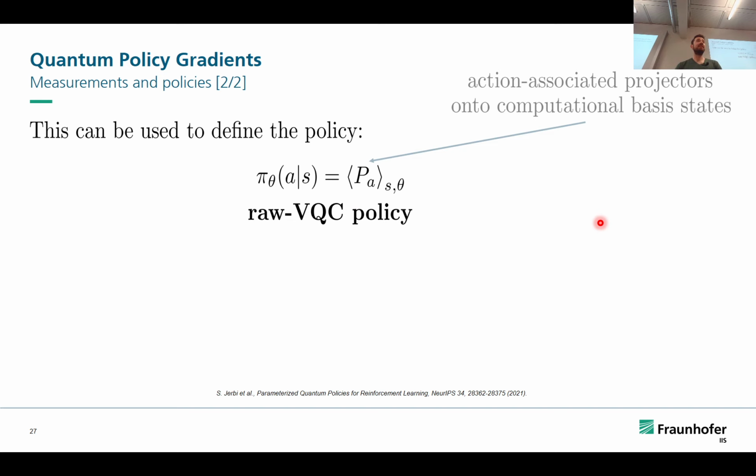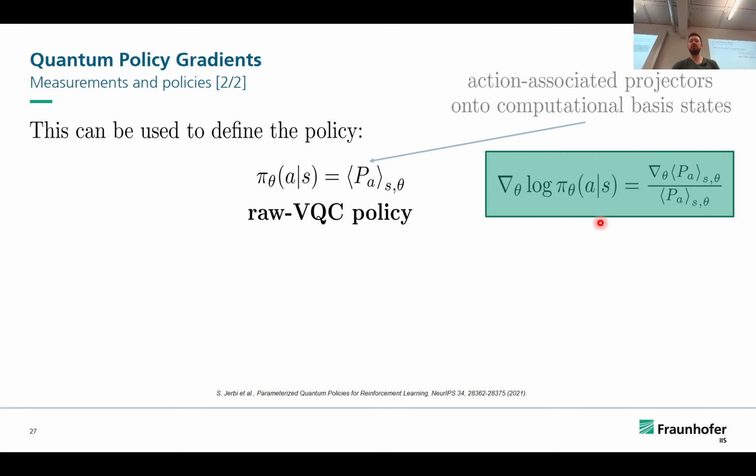What it does is measure our quantum system and then associate every potential basis state with one of the actions. So we can say if we measure the basis state, for example, 1, 0, 1, we decide for action 1. Just one example. That's very intuitive, I think. And it's also very simple to compute the gradient. You can just use the chain rule for this logarithm here, and then use the parameter shift rule to estimate the gradients of this expectation value here.